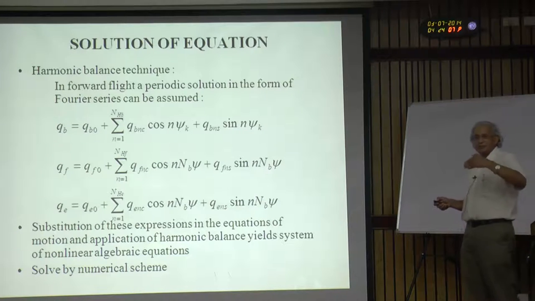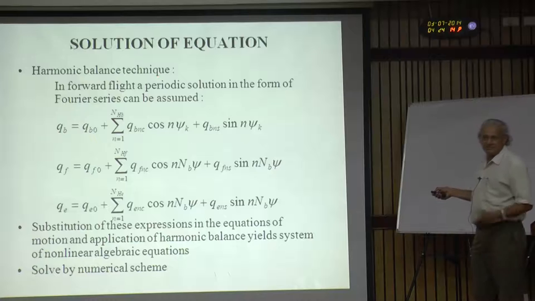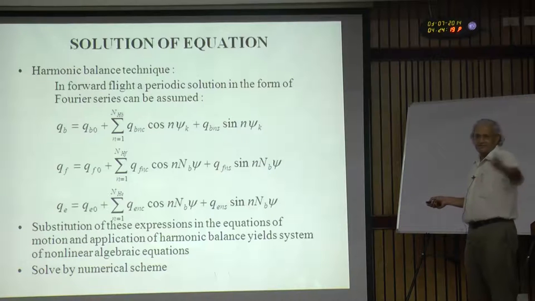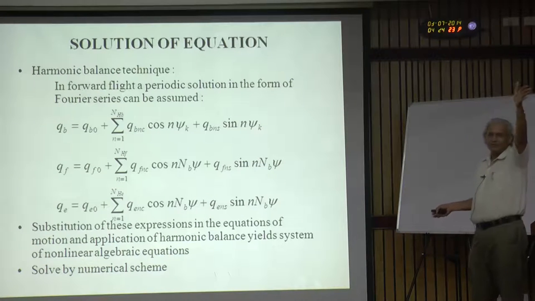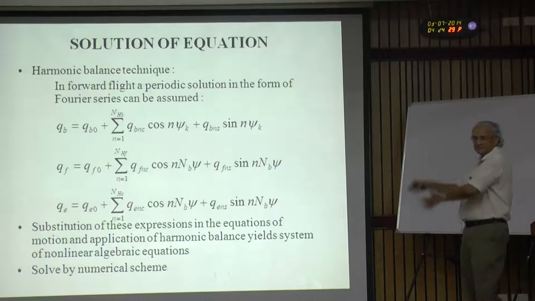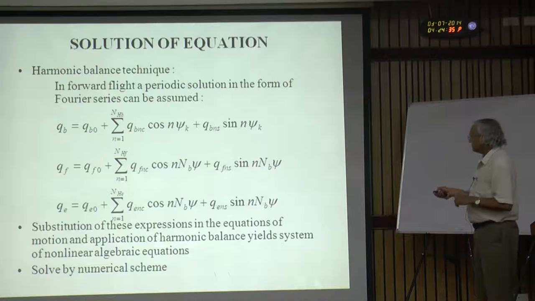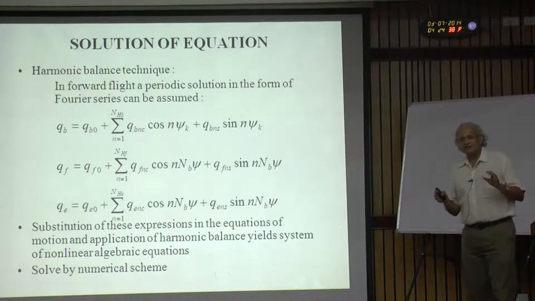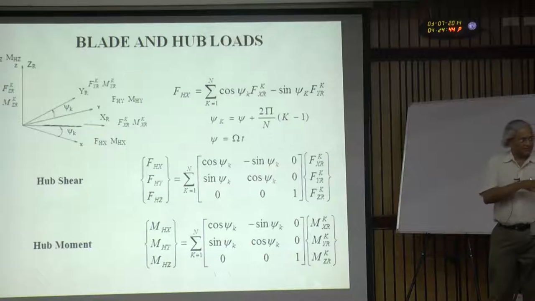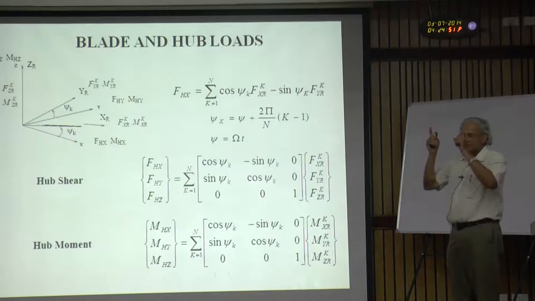It's a vibration problem. Then you say, okay, I'm going to assume a harmonic solution. And this is the harmonic balance method. This is one technique. Every variable is expanded as a Fourier series. Then you substitute these in the whole equation, collect all the harmonics of cosine, harmonics of sine, and then solve the algebraic problem. Then you will get these coefficients, all of them. Then you say, I have got the vibration in the helicopter fully. But of course, I leave this part here. This is just to tell you, because the blade loads come to the hub.